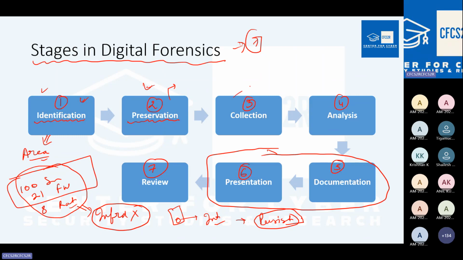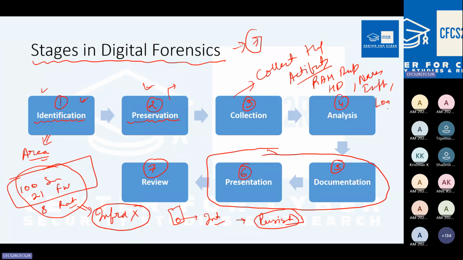Then you need to collect the artifacts. So what can be the artifacts? Artifacts can be your RAM dump, your hard disk, your network traffic. Artifacts can be your logs. Artifacts can be your web browsing history. So anything can be an artifact. We have already studied the definition.